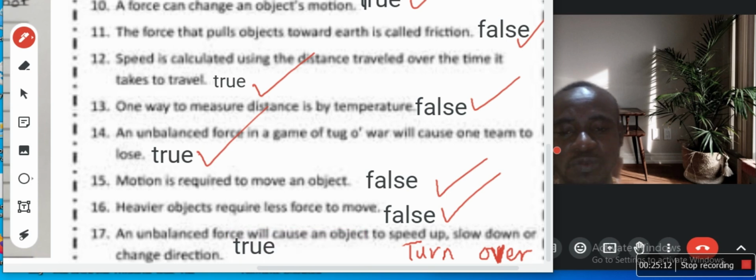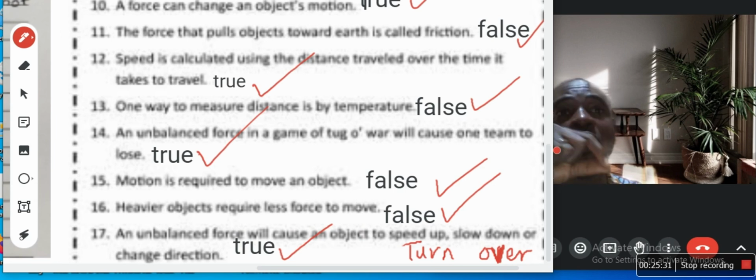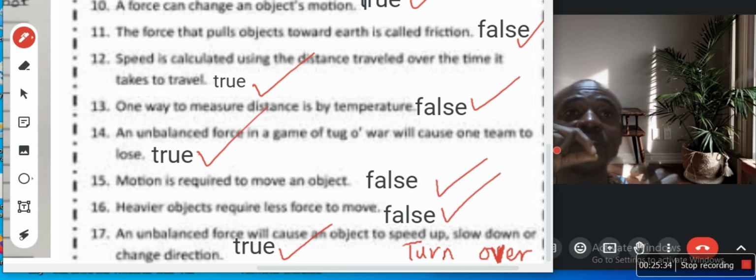An unbalanced force will cause an object to speed up, slow down, or change direction. Is it true? What about balanced forces? Balanced forces allow it to stay still. Stay at rest. Balanced forces will make the object stay at rest if the object was already at rest, or the object will be moving at a constant speed if it was already moving. Okay, go to the next page.